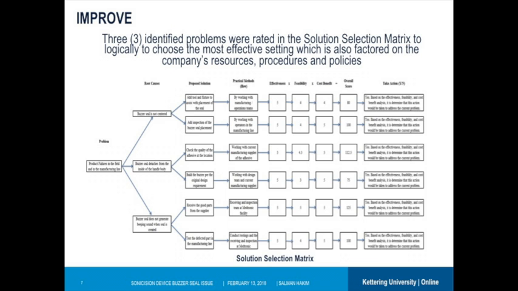All the proposed solutions to the 3 identified problems were rated in the solution selection matrix to logically choose the most effective solutions, which is also factored on the company's resources, procedures and policies. The figures shown include the solution selection matrix that compares the proposed solution with the baseline to determine how the solution will improve the process considering the factors of effectiveness, feasibility, and cost benefit.